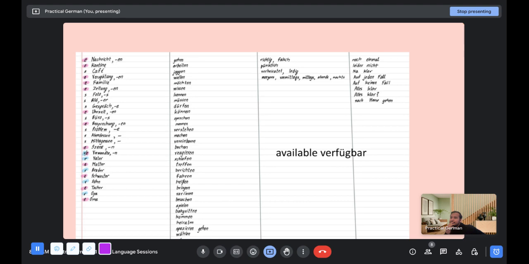Das Gespräch. Not a Gespräch, Gespräch. So Gespräch is discussion, meeting, call, something like that. Okay, it's meeting. The Website.